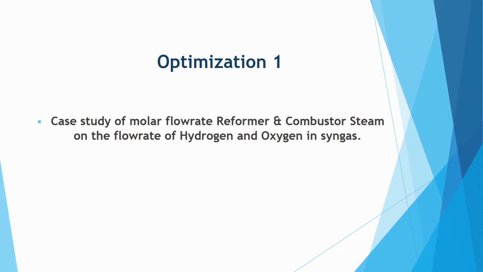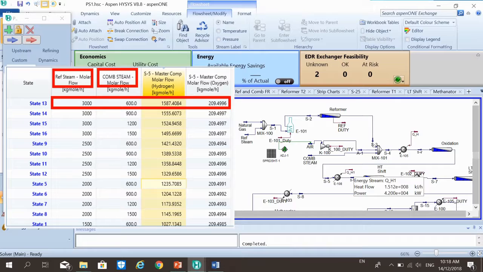The first case study performed is to study the effect of the molar flow rate of reformer and combustor steam on the flow rate of hydrogen and oxygen in syngas. The reason for performing this case study is to produce a high content of hydrogen and low oxygen in the syngas, which will result in high ammonia production. As you can see, the suitable reformer steam molar flow rate is 3000 kmol per hour, while the combustor steam is 600 kmol per hour.